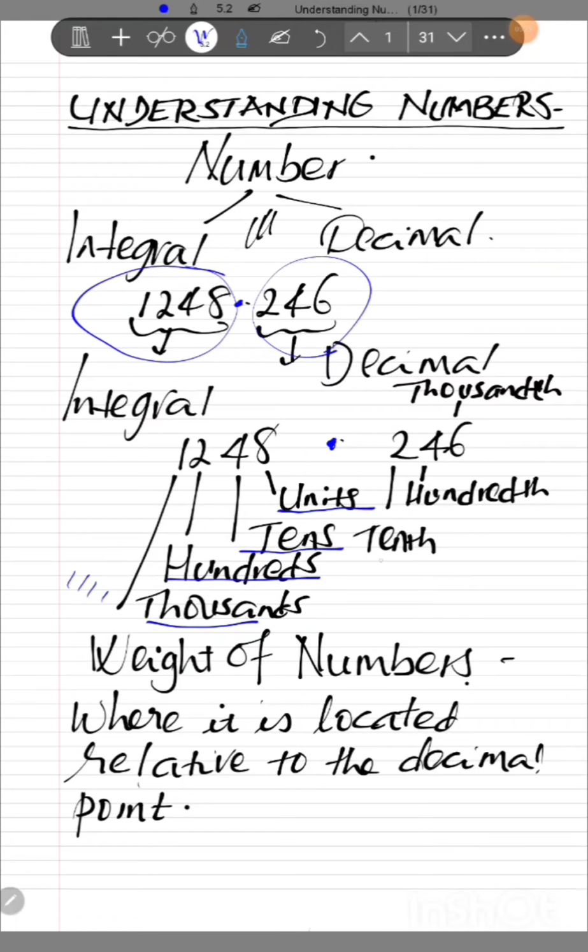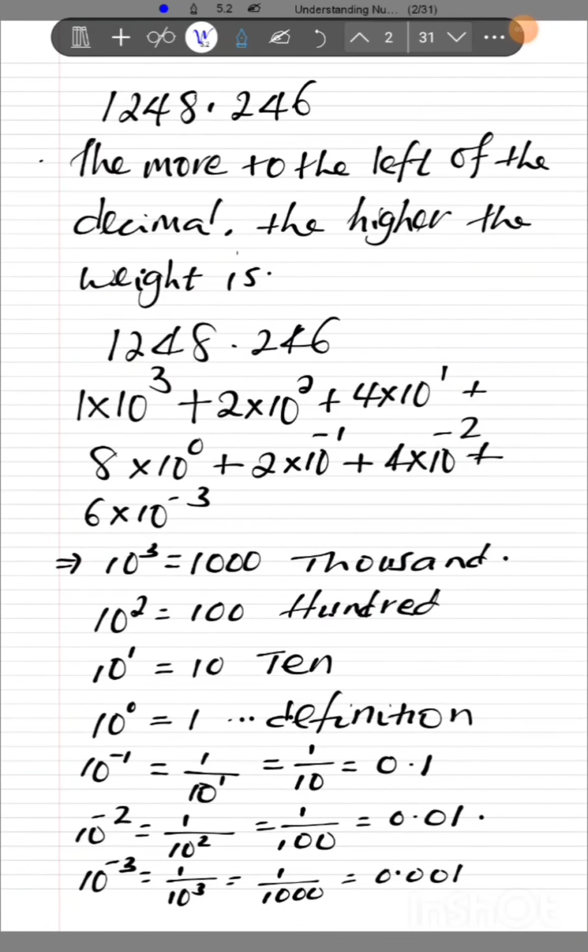On the right side, the first one is tenth. This one is tenth, not tenths. Hundredths, thousandths, like that. These are where it is located with respect to the decimal point. Its position or location is called the weight of the number. In this same number, 1248 decimal 246, the more to the left of the decimal point, the higher the weight of the number, this side. So the weight of 8 is, it is the units for the first one.